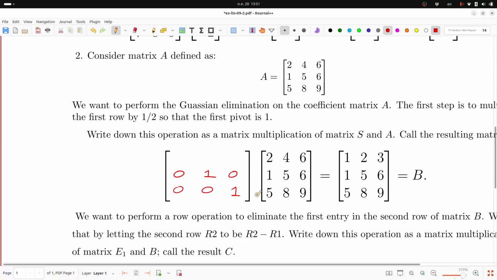But I would like to divide the first row by 2. So what should I do? I should put 1 over 2 here. Okay. And then the rest is the same. So this is what you do. To divide the first row, you put 1 over 2 there. Suppose I want to divide the third row, what should I do? I just put something here, right?